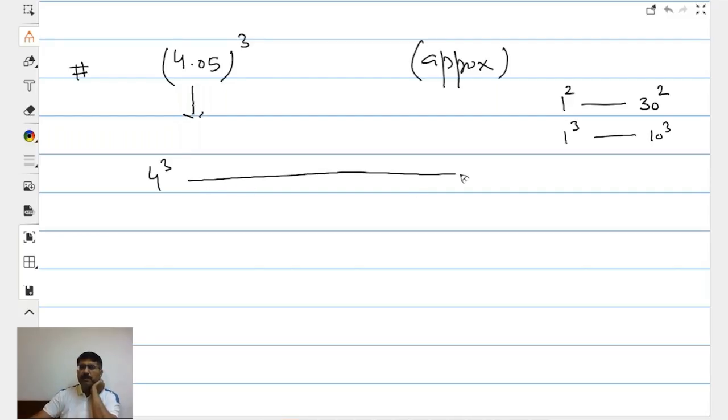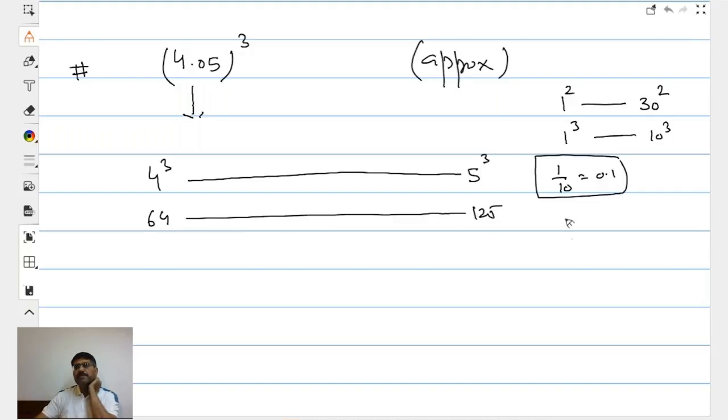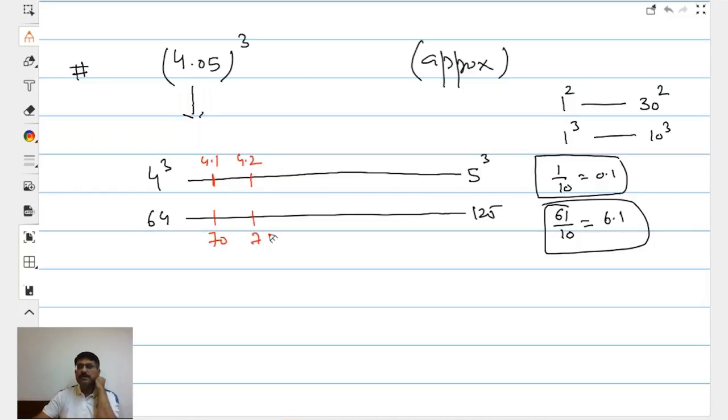Now you remember 4 and 5, correct? So what is the decimal equivalent? 1 by 10. We always operate on the decimal equivalent. 4 ka cube is 64 and 5 ka cube is 125. So what is the difference between that? 61 by 10, that is 6.1. That means in layman language, if you move 0.1 from here, you will move 6 from here, 64 plus 7. If this is 4.1, this is approximately 70. If this is 4.2, this is approximately 76. If this is 4.9, this is going to be approximately 119.